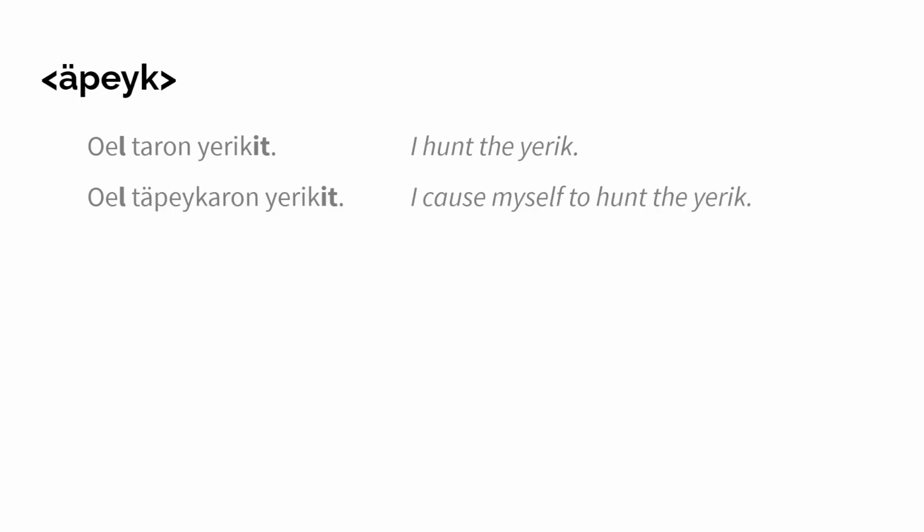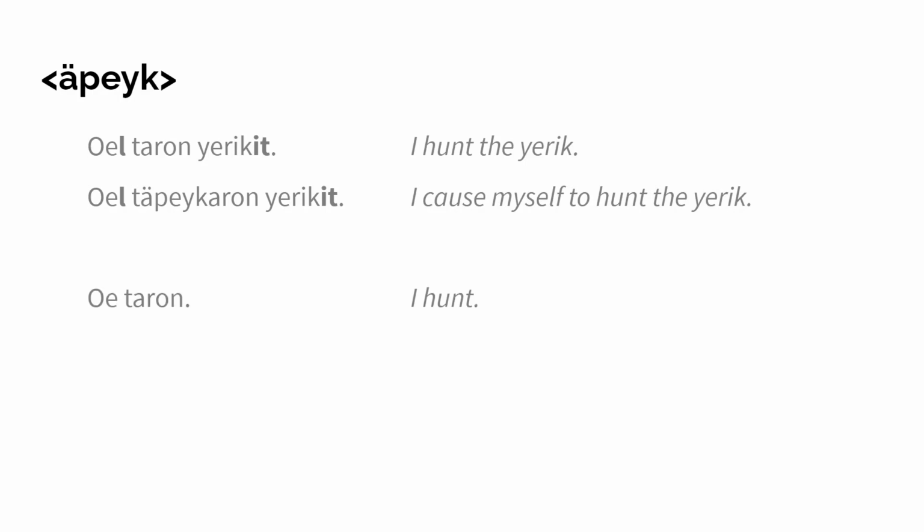One small thing about ab-bake, then we are almost done. I told you before that with ake, transitive verbs are always treated as transitive, no matter if the base sentence is transitive or intransitive. That is not that way for ab-bake. Let's look at it. First, a normal transitive sentence, wel taron jerikit, I hante jerik. If we insert ab-bake in there, the case endings stay the same. Well, te pekaron jerikit. I caused myself to hante jerik, as expected.